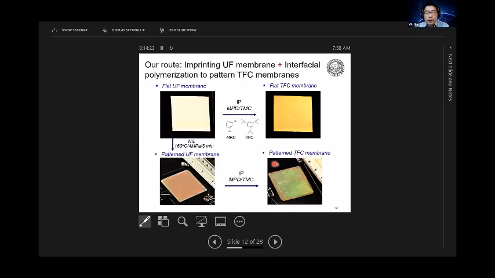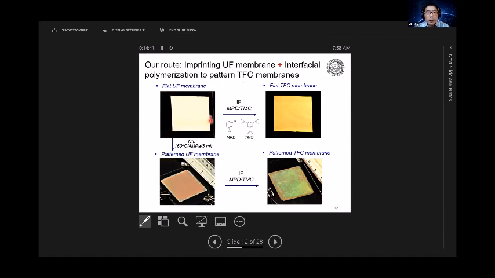But we thought that we wanted to do something different, okay? So our route of patterning a TFC membrane is that since the UF membrane is the support for the TFC membrane, and we already learned how to pattern a UF membrane, can we just take a UF membrane like this, right?